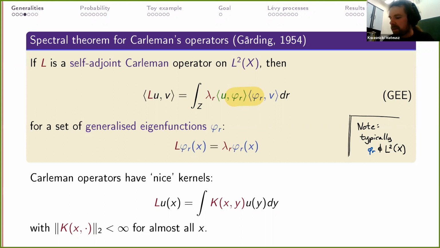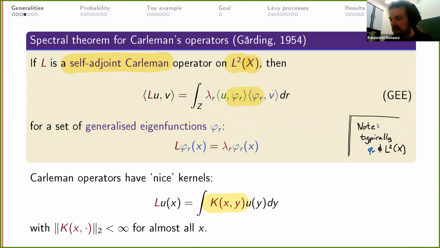So if you start with a self-adjoint Carleman operator on an L2 space, for example, Carleman means that your operator has a nice kernel. So it's given by an integration with respect to the kernel K, which is square integrable for each x. And it's symmetric, of course, because our operator is self-adjoint. So in fact, that gives you a lot of information about the kernel, nice bounds on the kernel.